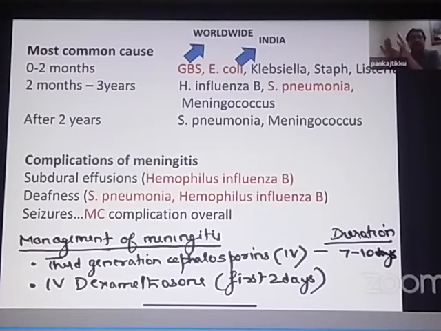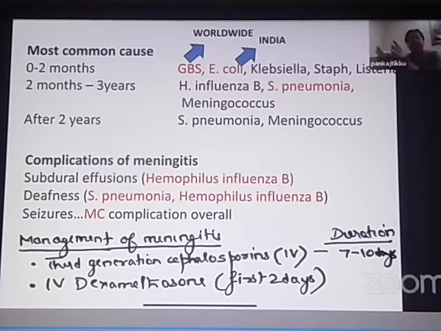Meningitis, what are the most common causes? The most common causes can be divided into causes in the first 2 months, causes between 2 months to 3 years, and causes after 2 to 3 years of age. In the first 2 months, which includes neonatal meningitis, worldwide the most common cause is group B streptococcus, but in India the most common cause is E. coli. Apart from group B streptococcus and E. coli, other causes of meningitis are Klebsiella, Staphylococcus, and Listeria.